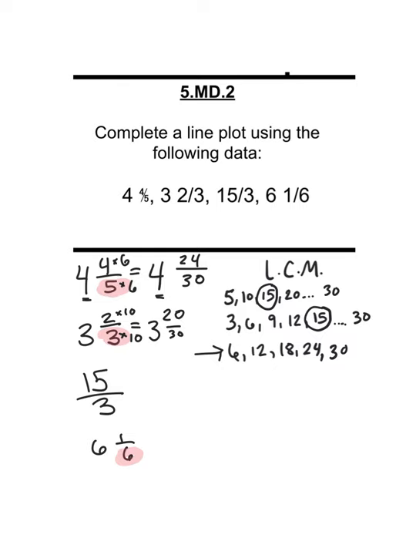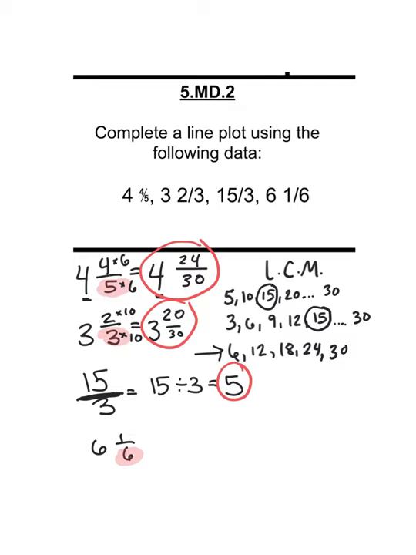Okay. Now let's move on to 15 thirds. I can read that like this, 15 divided by 3, because the fraction bar is also a division sign. 15 divided by 3 is 5, so that's going to be easy to place on my line plot. Let me just circle these so they don't get lost in my sea of numbers.